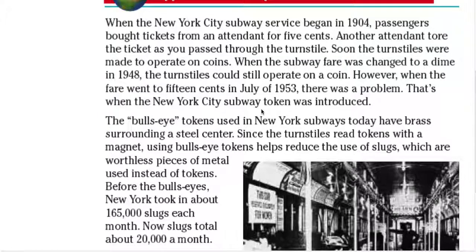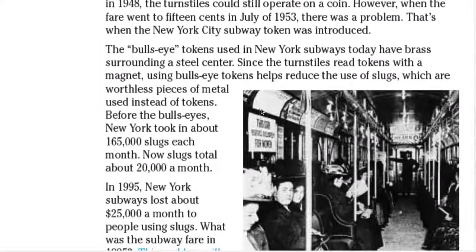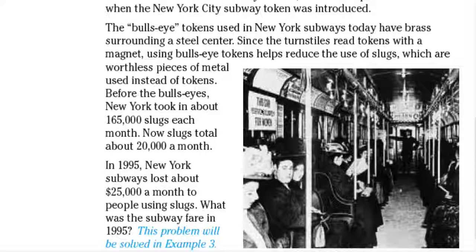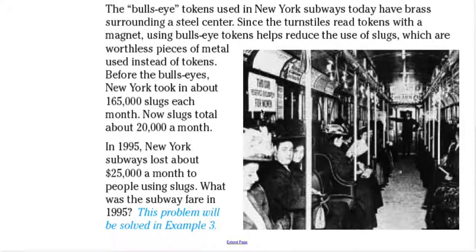The bullseye tokens in New York subways today have brass surrounding a steel center. Since the turnstiles read tokens with a magnet, using bullseye tokens helps reduce the use of slugs, which are worthless pieces of metal used instead of tokens. Before the bullseyes, New York took in about 165,000 slugs each month. Now slugs total about 20,000 a month. In 1995, New York subways lost about $25,000 a month to people using slugs.